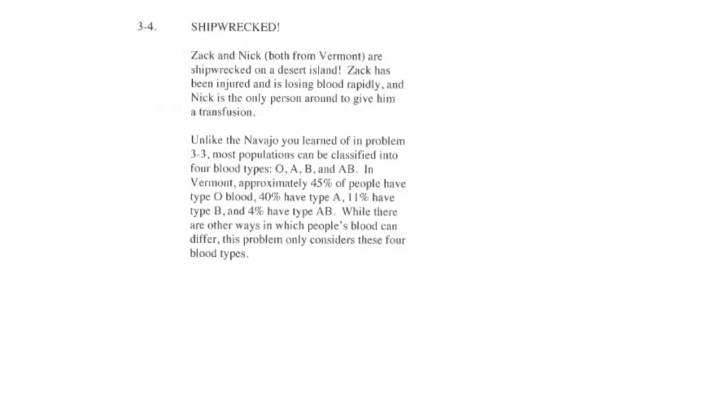There are 4 different types of blood that can be found: O, A, B, and AB. 45% have O blood, 40% have A blood, 11% have B, and 4% have AB. What we want to figure out is the probability that Zach and Nick can be okay.